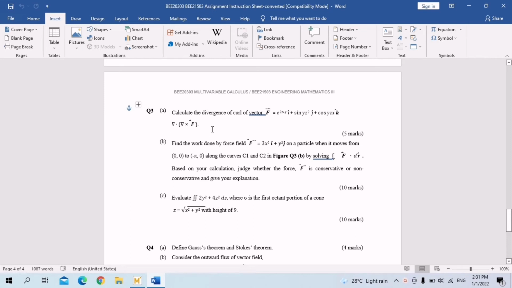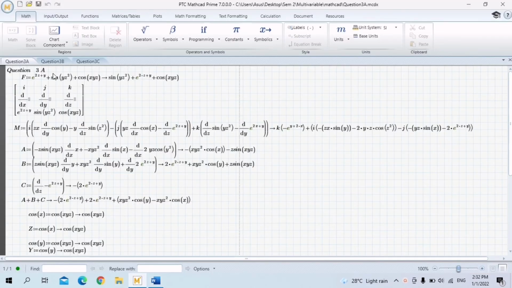For question 3a, we need to find the divergence of the given vector. So let's look at the software solution. This is the software solution for question 3a, and firstly we need to find the curl of the vector. This is the formula for the curl of the vector, and this is the final answer for the curl of the vector.